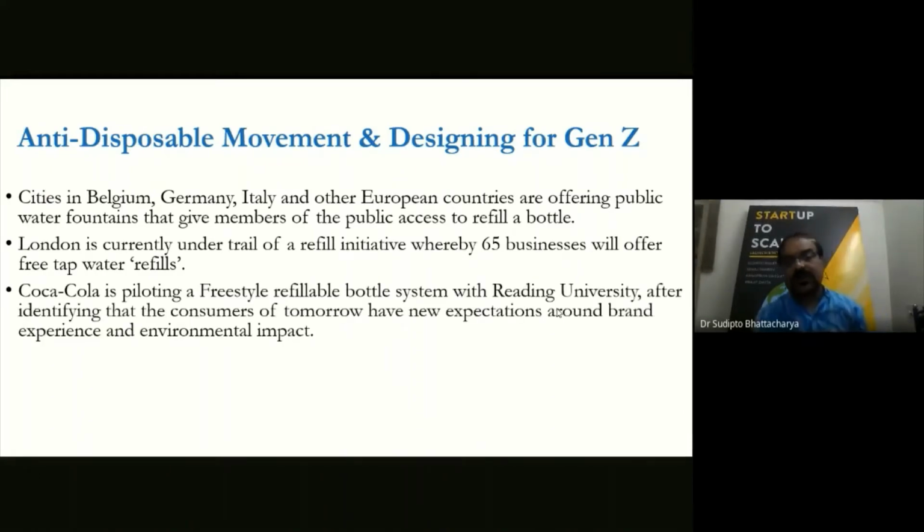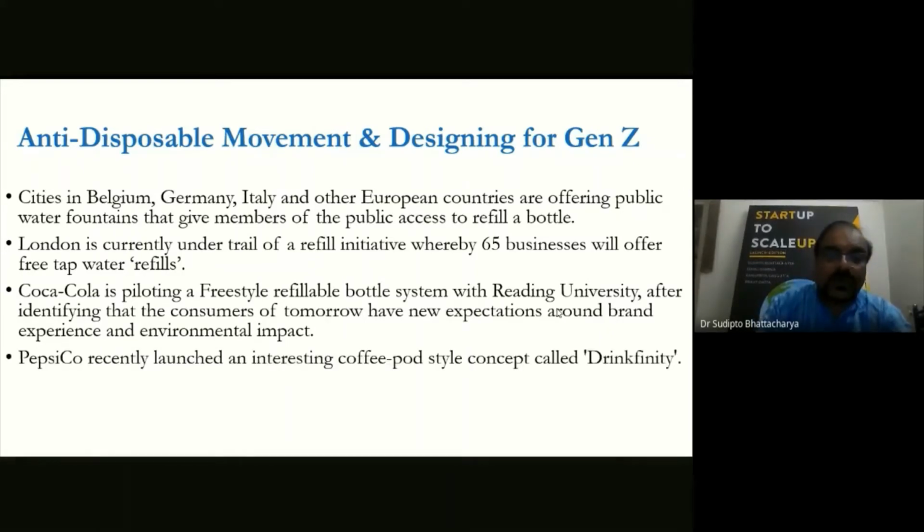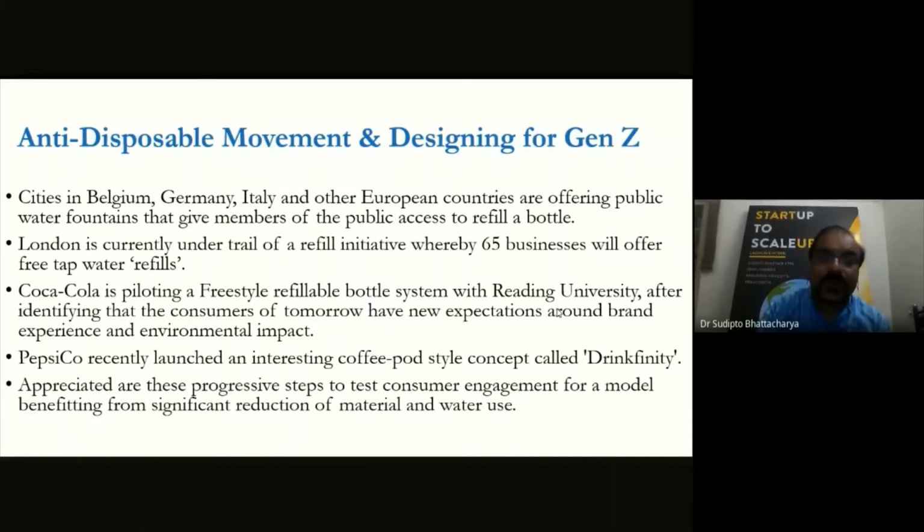Coca-Cola is also piloting a freestyle refillable bottle system, which they are spearheading their research from Reading University. So PepsiCo, we always know that Coke and Pepsi are always having a frontal warfare. So when Coke launches non-cola, Pepsi launches non-cola. When Coke launches Kinley water, mineral water, Pepsi launches Bisleri. Similarly, this freestyle refillable bottle system of Coca-Cola was immediately returned back by Drinkifinity, this coffee pot style system by PepsiCo. So appreciated all these progressive steps definitely, and there is significant reduction in material and water usage.